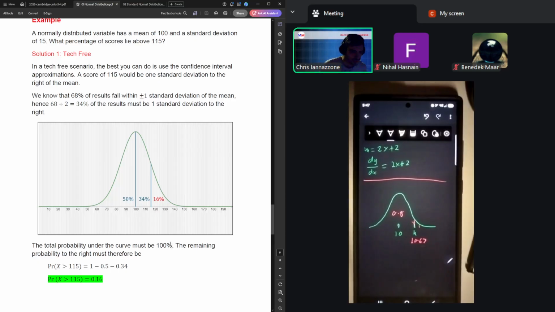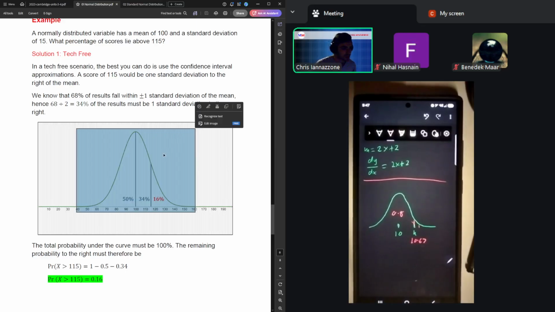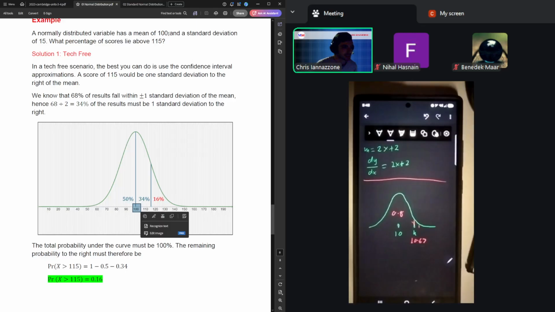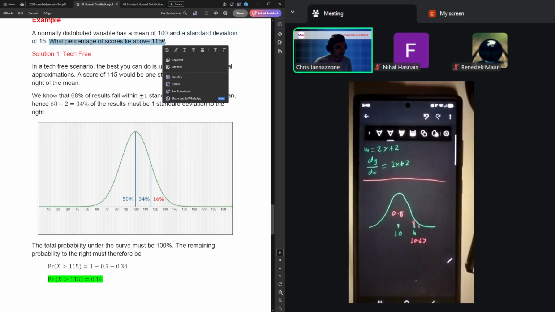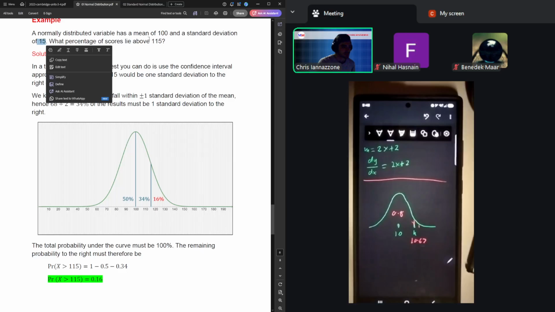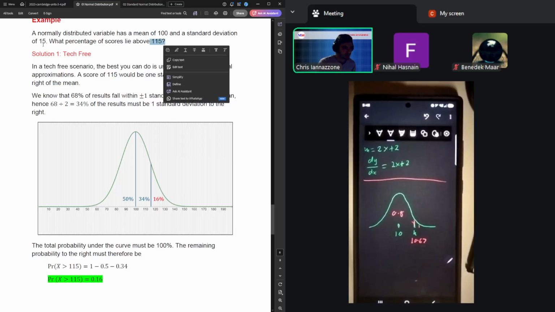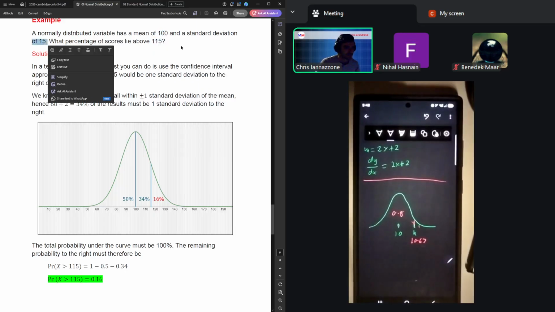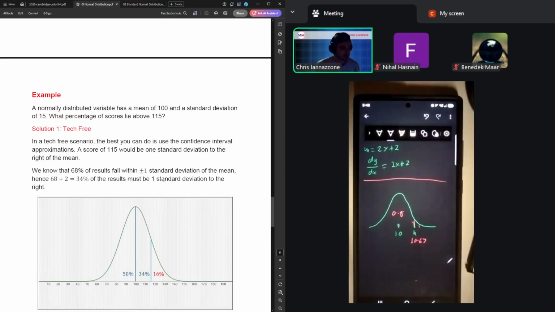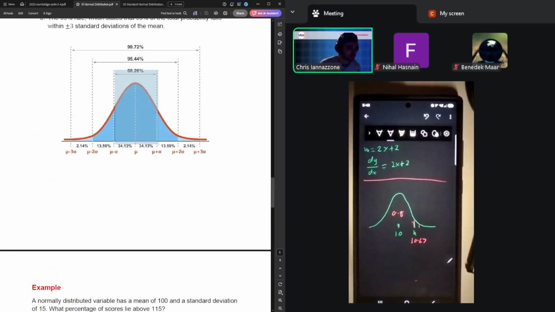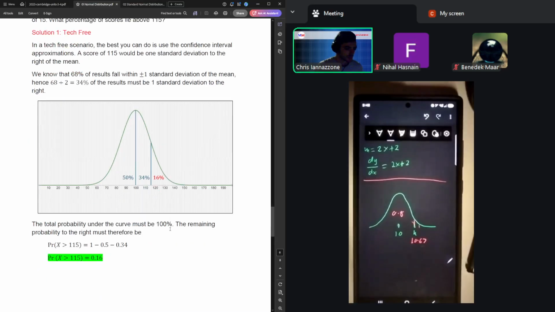That's how you do this in a tech-free way. You start by drawing your normal distribution by setting the mean as the center, in this case 100. You're looking at this to say whether you're above or below a certain number. Then from there, you're looking at how many standard deviations does that number represent, and whether you're going left or right. If it's 115 and you're starting at 100, well, that's going to mean one standard deviation right, which is why we picked our 68% rule as a baseline to start off with. Any questions there?